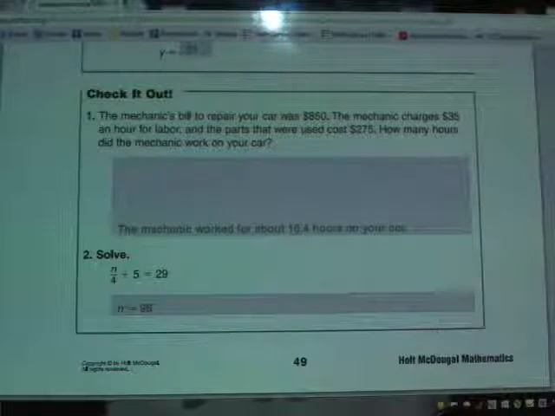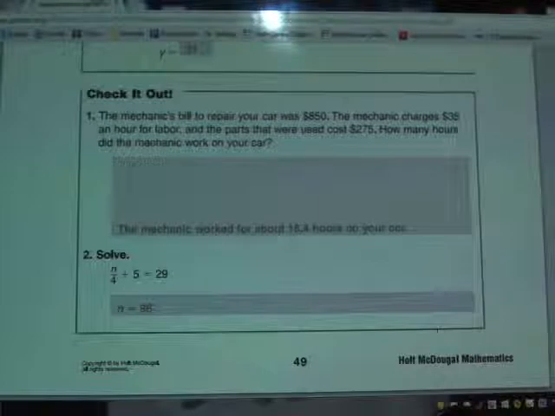Let's conclude by looking at the check it out examples. As you can see, question 1 here is very similar to the earlier presented story problem about fixing a car. It's just that the numbers are a little bit different this time. So let's see if you can take what we saw in that example and apply it here with these different numbers.